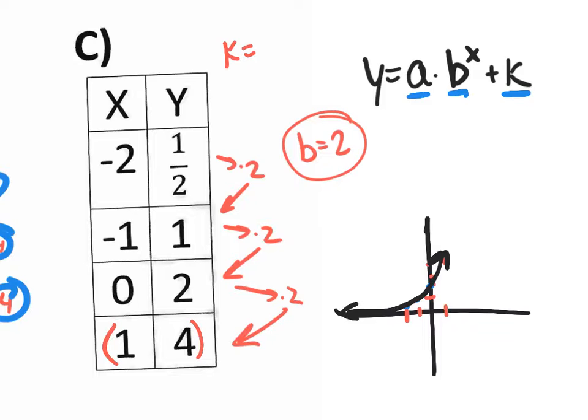Now, let me write down what we have so far. Y equals, we don't know A. We do know the base is 2, and it's to the x power. And we do know that K is 0, so I don't even need to put plus 0, but if I want to, I can. Now, all I need to find out is what A is. In order to do that, I need nothing but numbers.